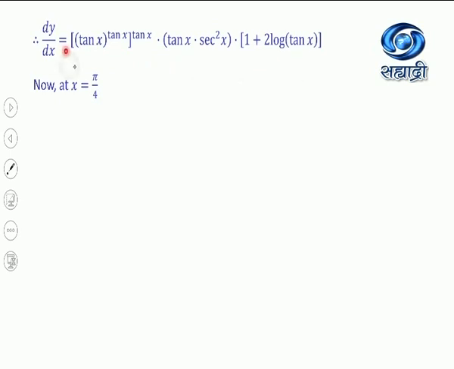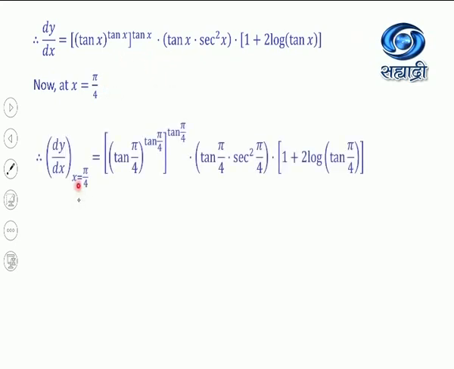But we have to find the value of this derivative at x equal to pi by 4. So here we have to substitute in this answer x equal to pi by 4. Then what we get? dy by dx at x equal to pi by 4 equal to this right hand side, that means derivative at x equal to pi by 4. That means we put x equal to pi by 4 here, here also and here also. In next term we write x equal to pi by 4 in each term. And now you know very well tan pi by 4 is 1. So 1 raised to 1 raised to 1 and it becomes 1.